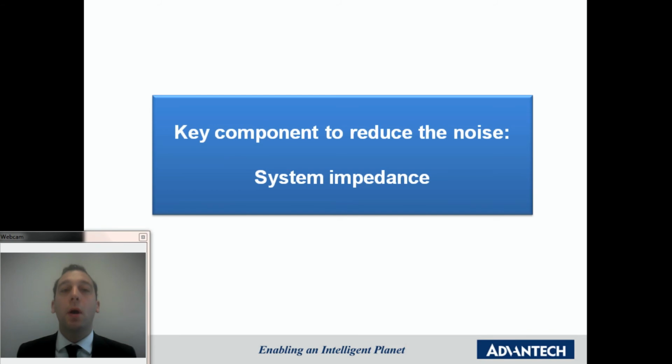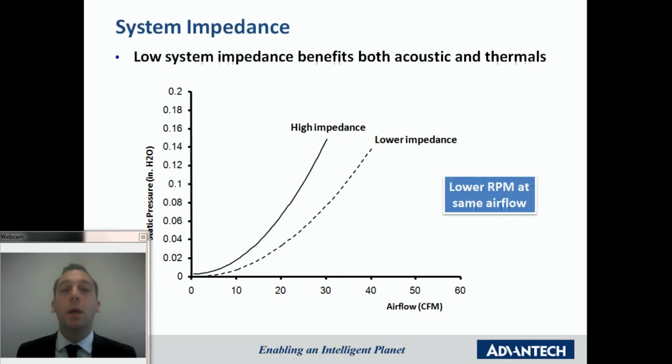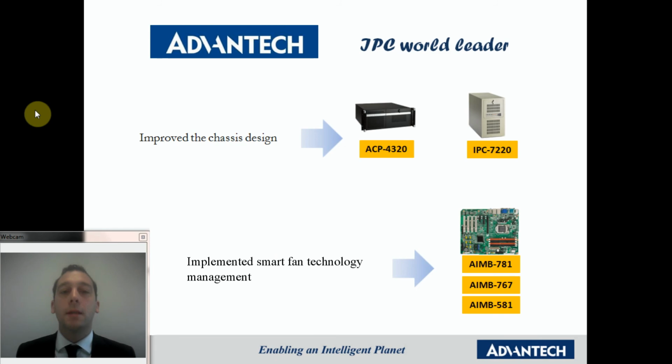Another key point is the system impedance. We are working to improve the system impedance, and our systems now have lower impedance. It means that with the same airflow, we are able to have a lower static pressure. It means lower noise with the same airflow. Advantech, since it is an IPC world leader, has improved its chassis design in order to decrease the impedance and implemented smart fan technology on all its new boards.